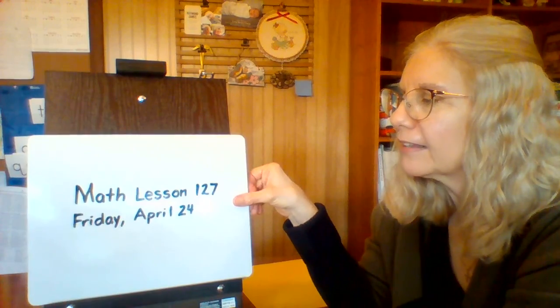Time for math. Let's get started with our number chart. Let's count by fives today. Ready? All the way up to 100. 5, 10, 15, 20, 25, 30, 35, 40, 45, 50, 55, 60, 65, 70, 75, 80, 85, 90, 95, 100. That is perfect. And what coin do you use when you're counting by fives?